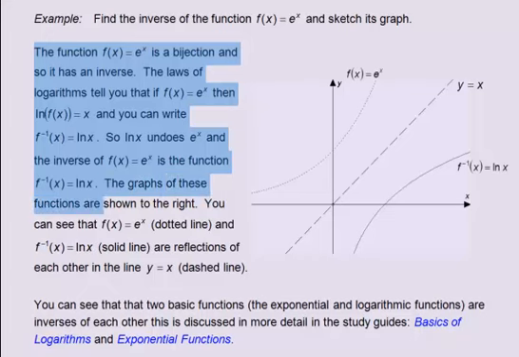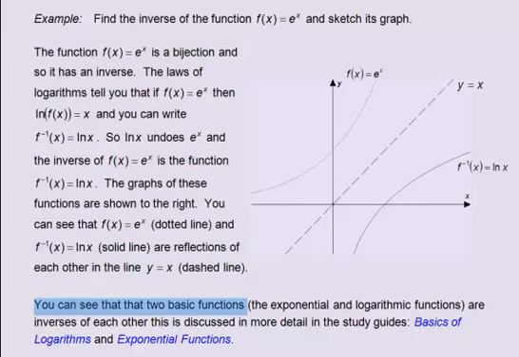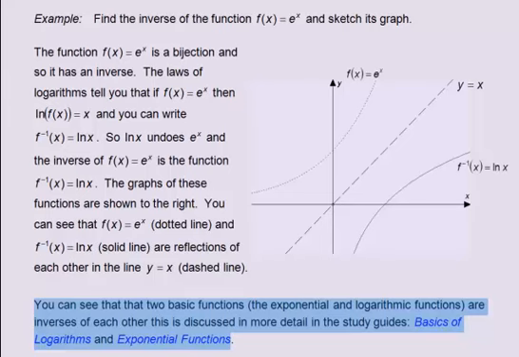The graphs of these functions are shown to the right. You can see that f(x) = eˣ, the dotted line, and f⁻¹(x) = ln x, the solid line, are reflections of each other in the line y = x, the dashed line. You can see that two basic functions, the exponential and logarithmic functions, are inverses of each other. This is discussed in more detail in the study guides Basics of Logarithms and Exponential Functions.